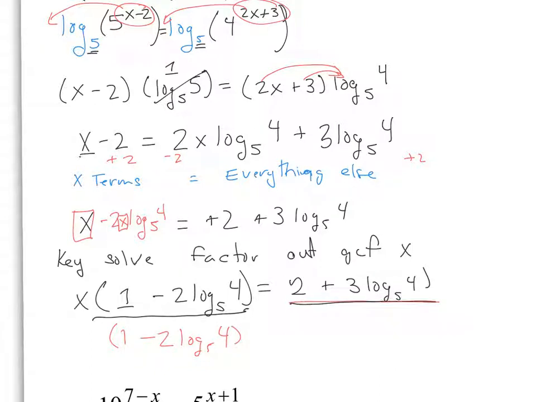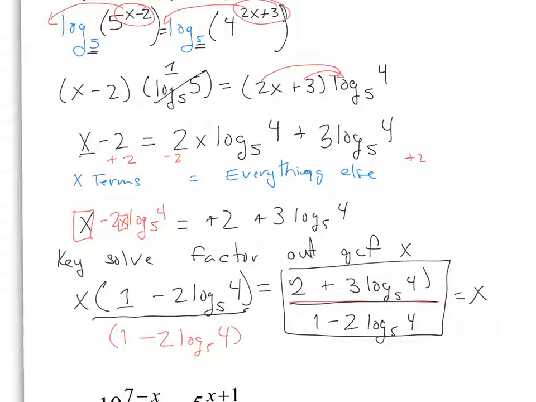So this is indeed what x is equal to. All of this is equal to x. Now, if you want to go through and use the change of base formula and get a decimal approximation for x, you can also do that.